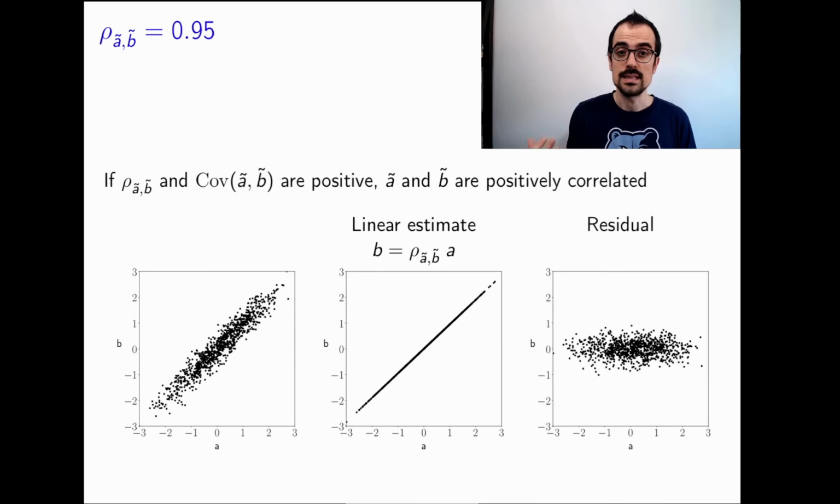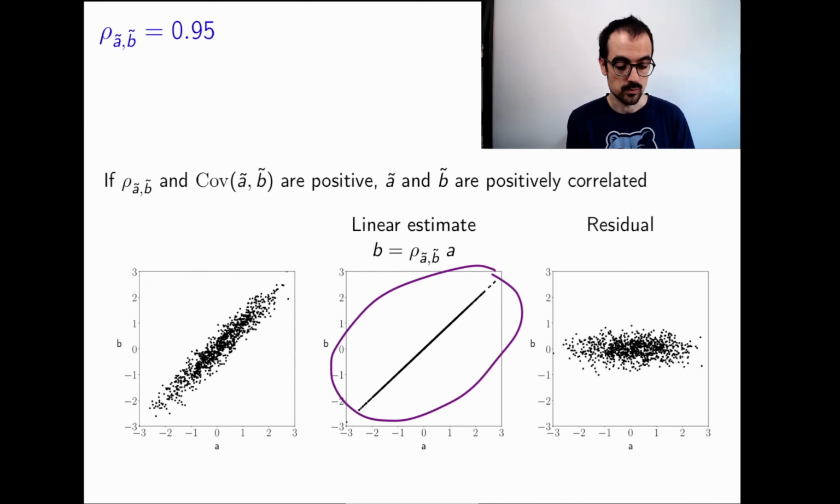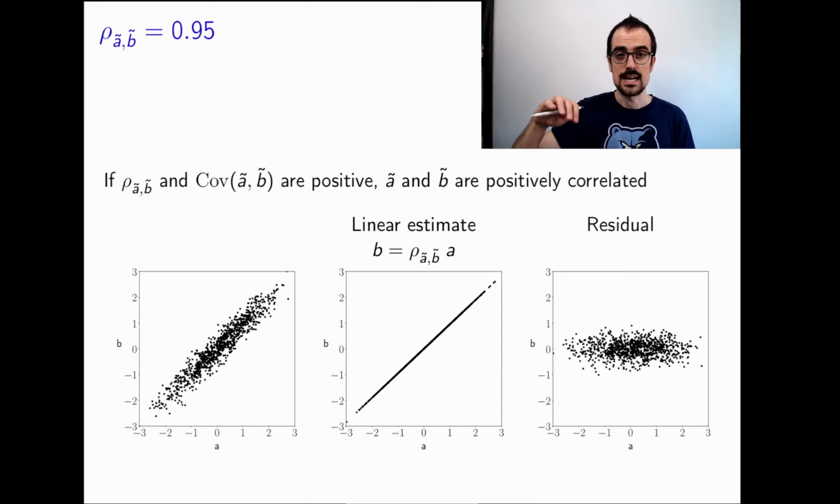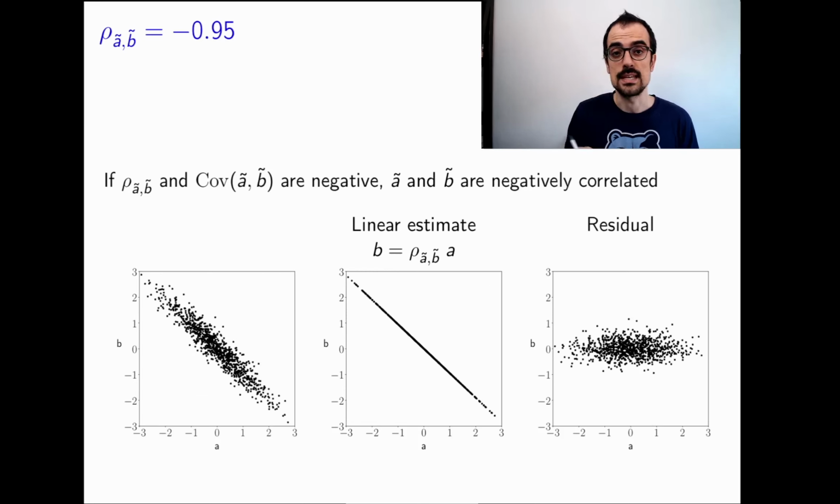When the correlation coefficient and the covariance are positive, that means that the linear estimate of one random variable given the other has a positive slope. The standardized version of the random variable is to some extent directly proportional to the standardized version of the other random variable, and that's reflected again by this positive slope in the linear estimate. If that slope is negative, then we say that the two random variables are negatively correlated.